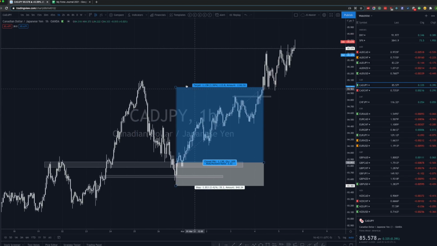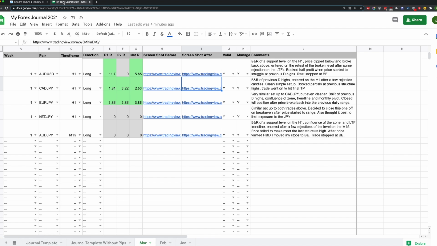I was happy with that. And that was the second trade for the week. So the third trade for the week was, well, actually, let me just wrap it up. So I booked half profit here at 1.8R, and the rest was out for 3.2R, right? So a net return of 2.5R.